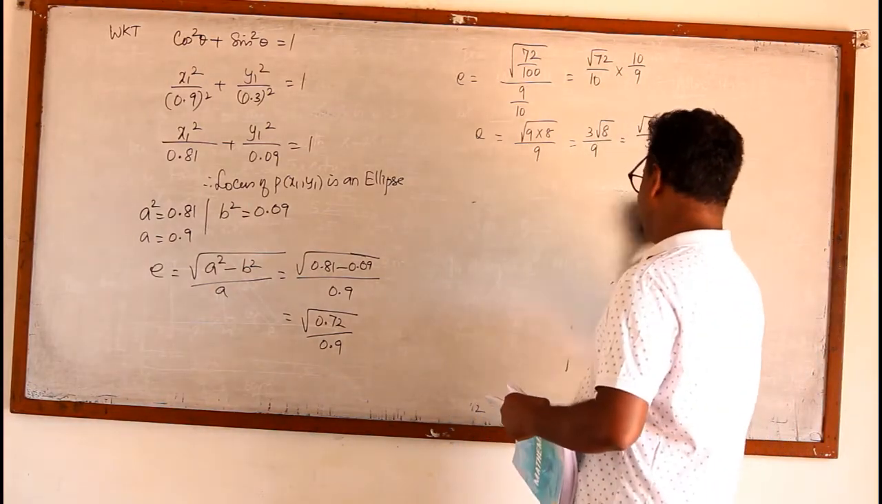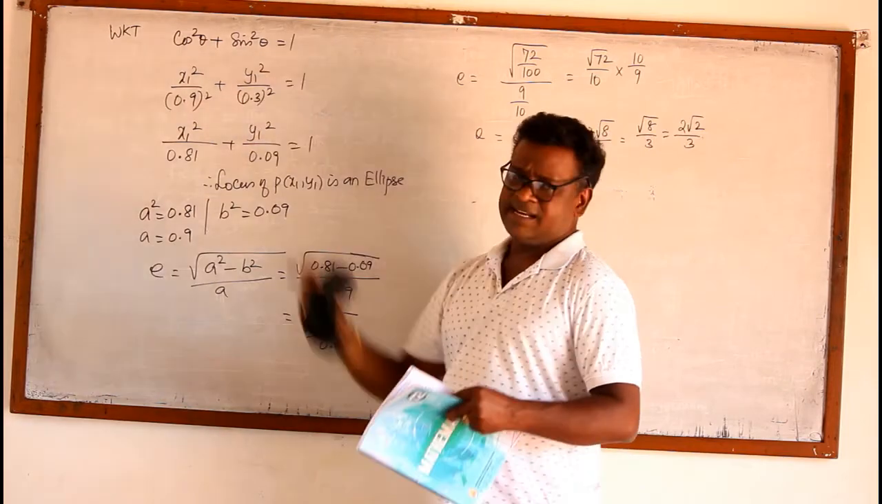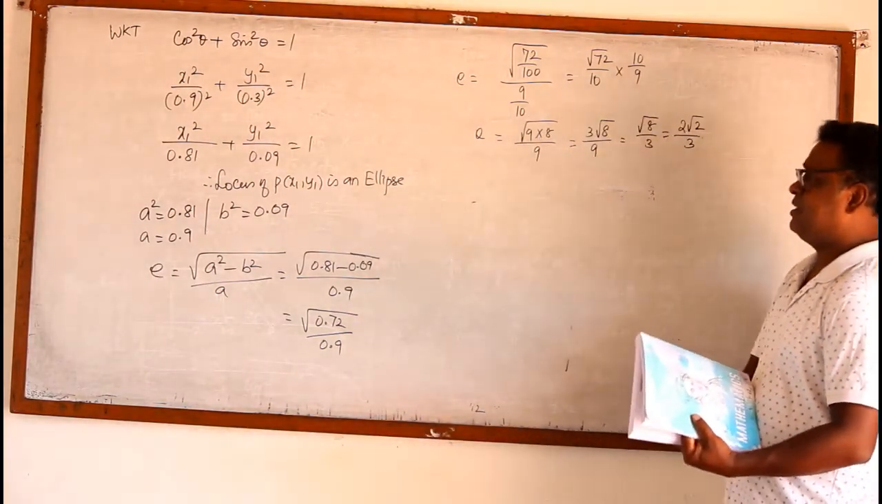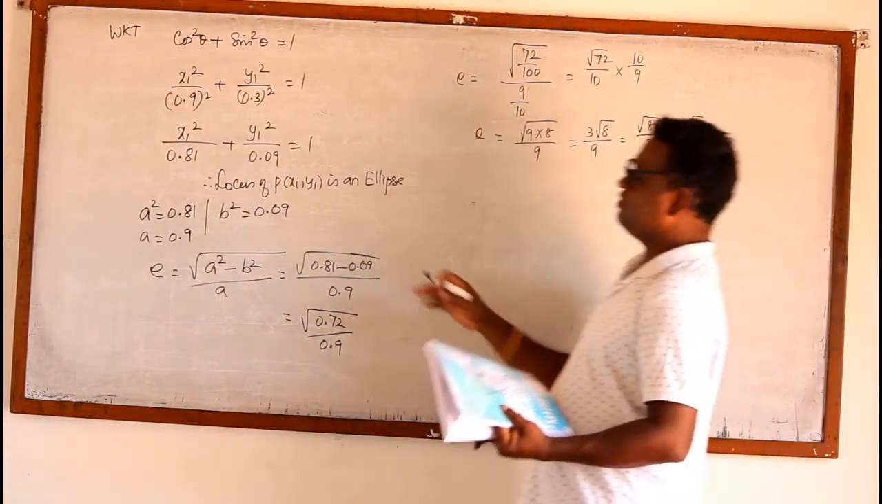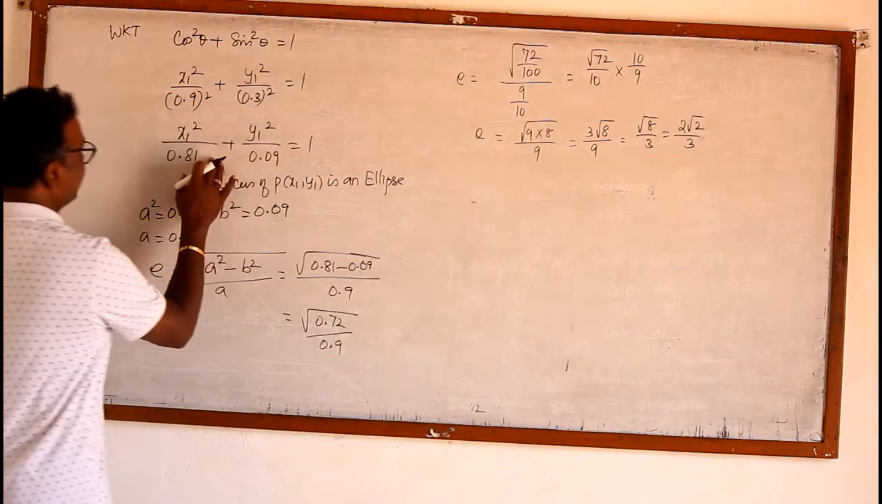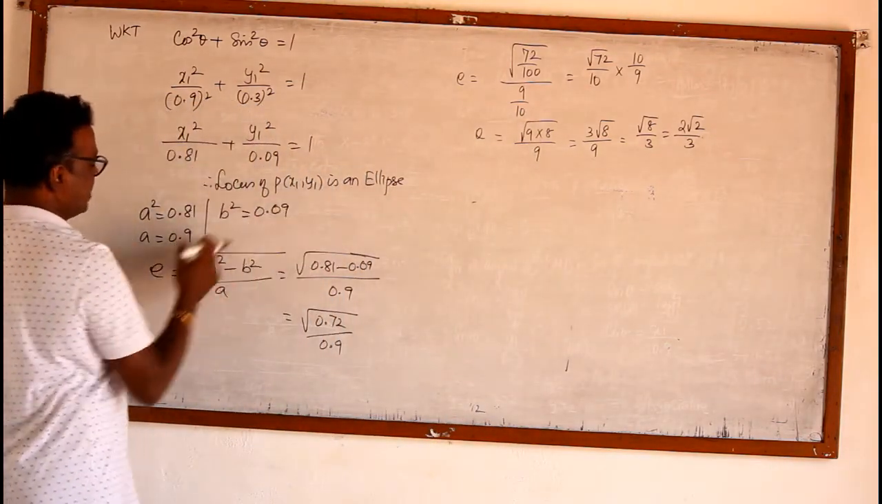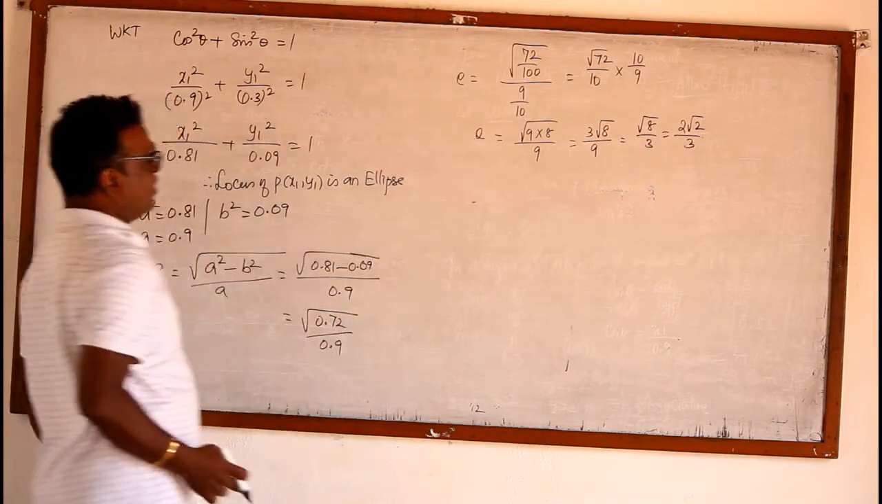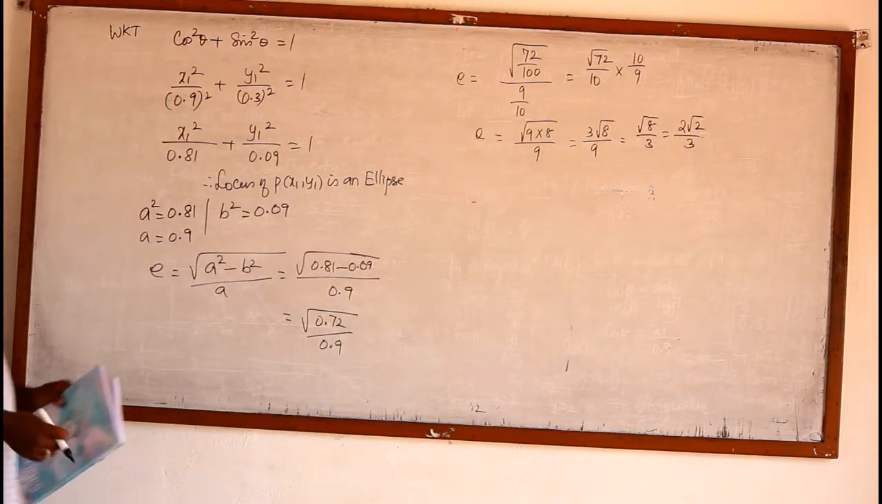So if you do it by this trigonometric identity method, this problem will be still easier. So we found the equation of this curve which is an ellipse, and also we found the value of E which is 2 root 2 by 3.